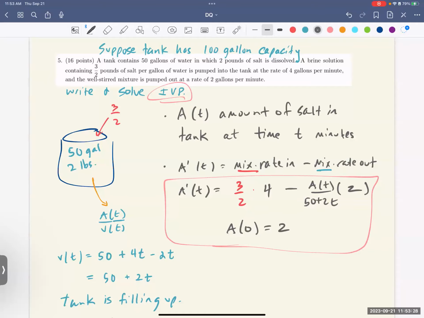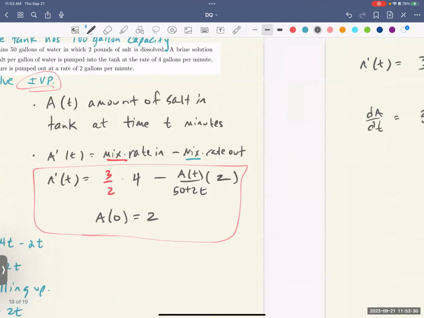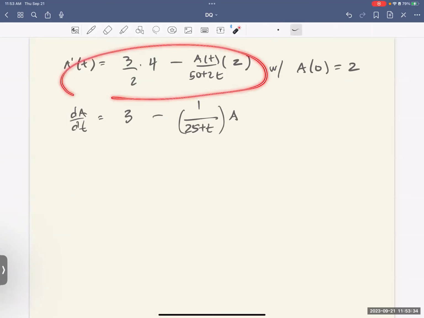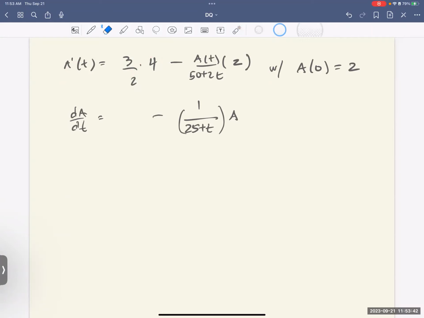Okay, we're back. We're moving on to solving that differential equation now, which is here. I've taken the differential equation and initial condition. I have reduced the 4 and the 2. Oh, you know what? That would be 2, and then that would make this a 6. And then I also looked at this part and reduced the 2 there with that 2 and that 50. That would give us a 1 over 25 plus t, and then times the A.